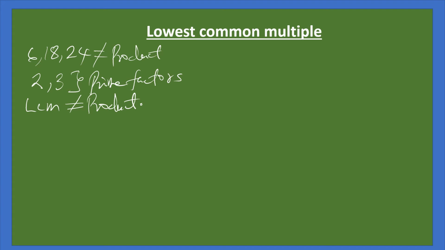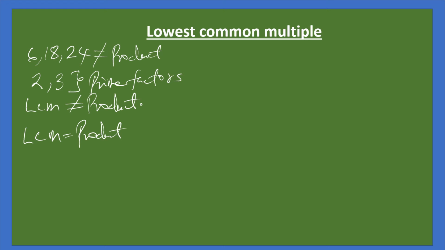So now the question is, when is the LCM the product of the given numbers? The answer is simple. The LCM is equal to the product of the numbers when these numbers have no common prime factors. Very simple. When they have no common prime factors, then their LCM is going to be equal to their product.